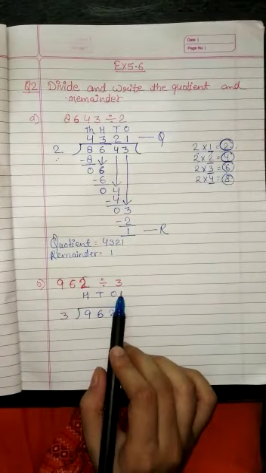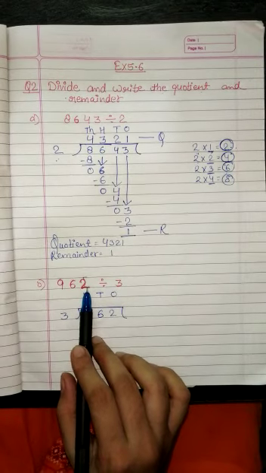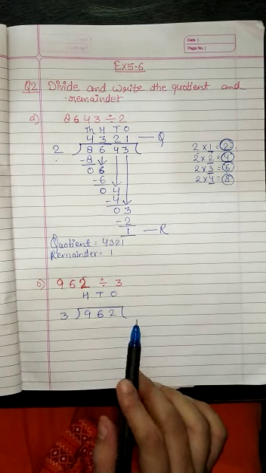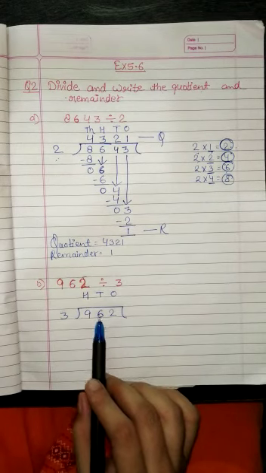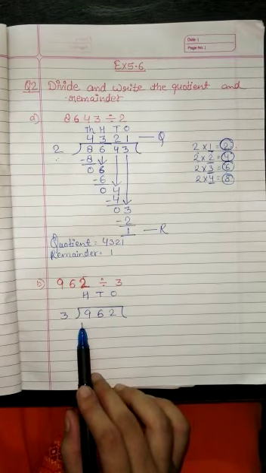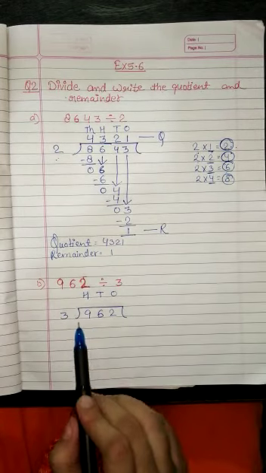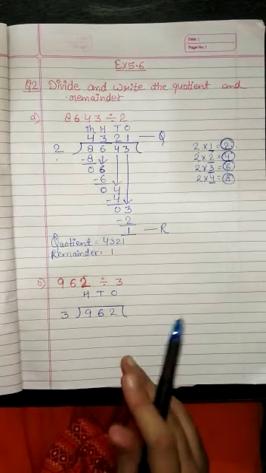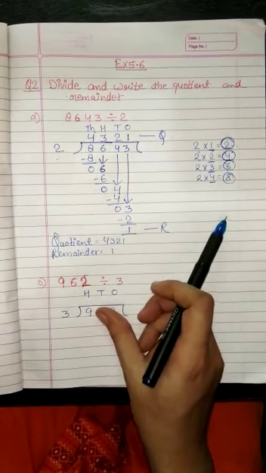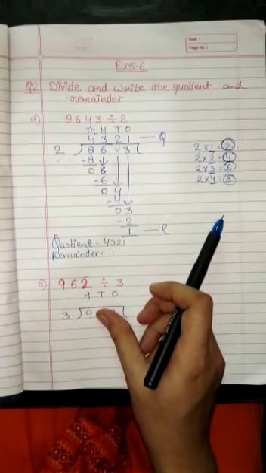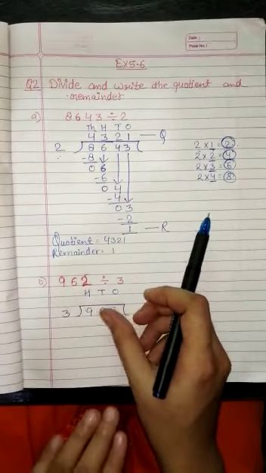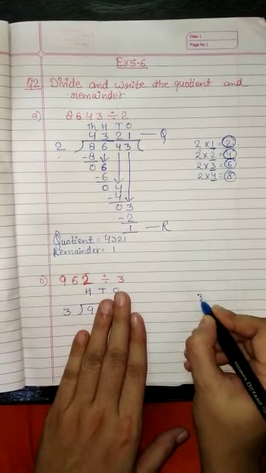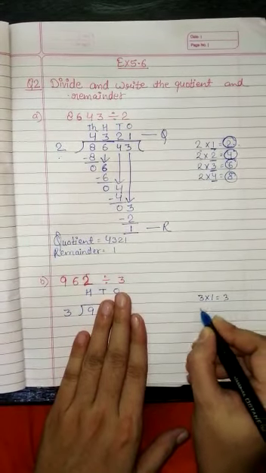Now have a look at the B part. We have to divide 962 by 3. So 962 is the dividend and 3 is the divisor. I have arranged them in long division form and I have marked the places as well. Now this is a 3-digit number, so where will we start the division from? From hundreds place. Okay. Now first we are going to take only one digit. The digit is 9. Let's read out the table of 3. 3 ones are 3.